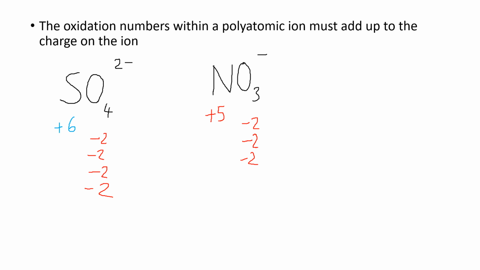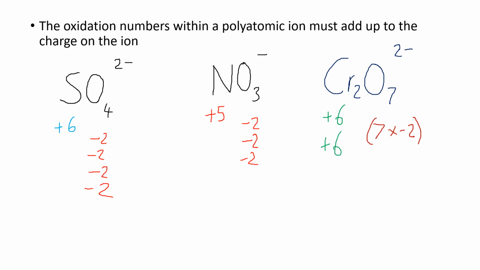And just one slightly more challenging one, if you have Cr2O7 2-, that's about as hard as it gets. You've got 7 lots of -2 for the oxygen, which gives -14. And therefore we need to get back to -2, so we have to add 12. But because there's 2 chromiums, we would add 6 from each one. So each chromium is actually +6. So you've got +12 on this side and -14 on this side, giving you the 2- overall.